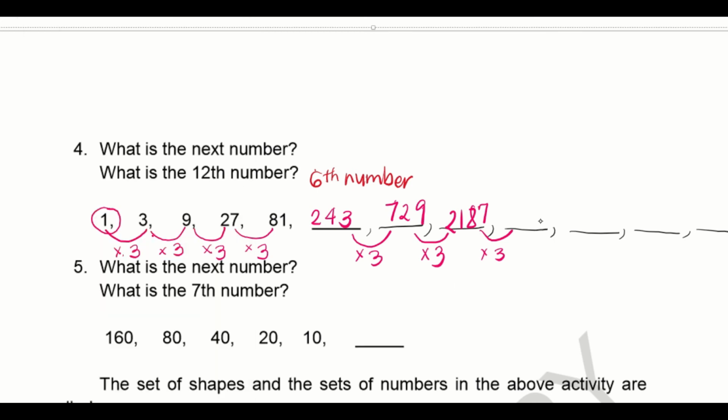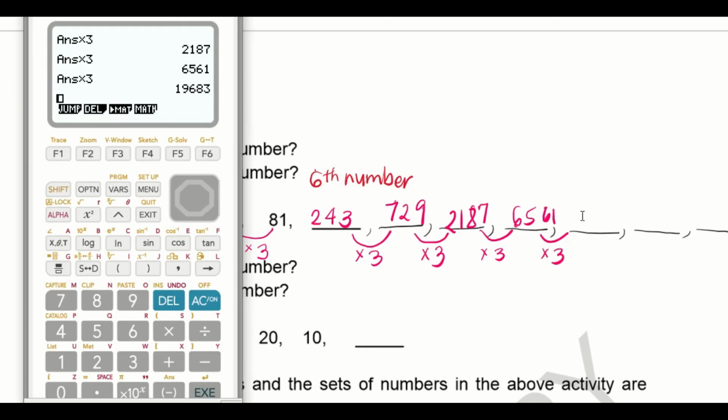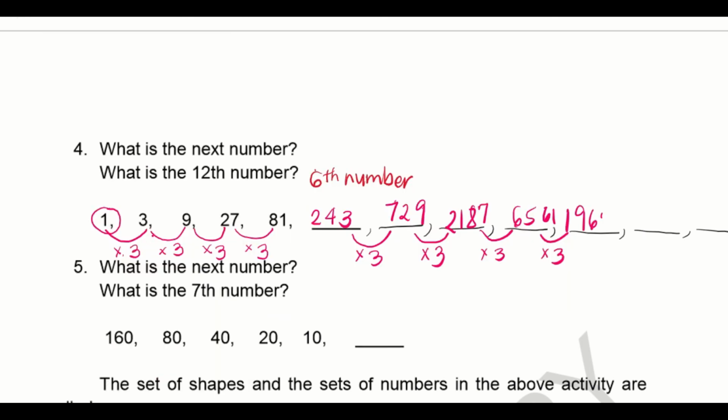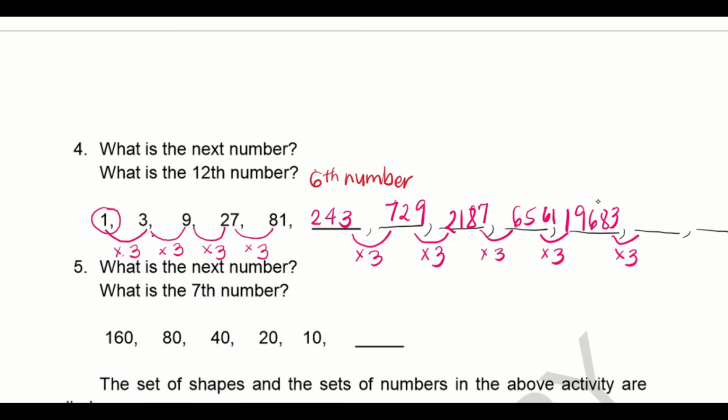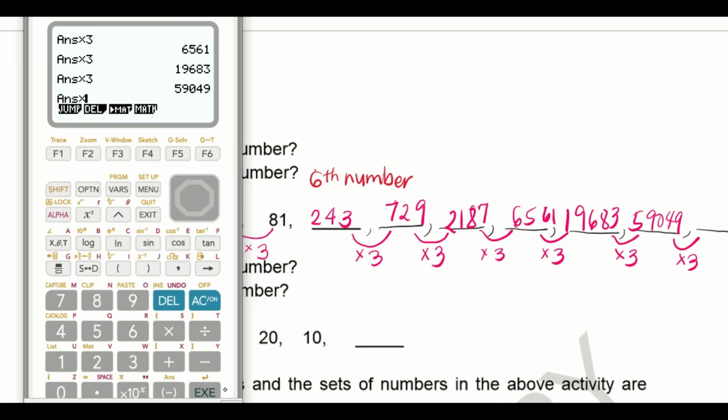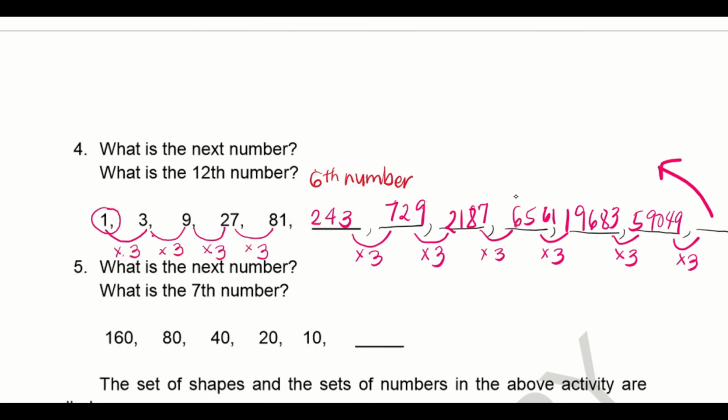To get our next number, we multiply again by 3. We get 6,561. Multiply by another 3, we get 19,683. Multiply by another 3 using our calculator, we get 59,049. And lastly, to get our 12th number, multiply by 3, we get 177,147 as our 12th number.